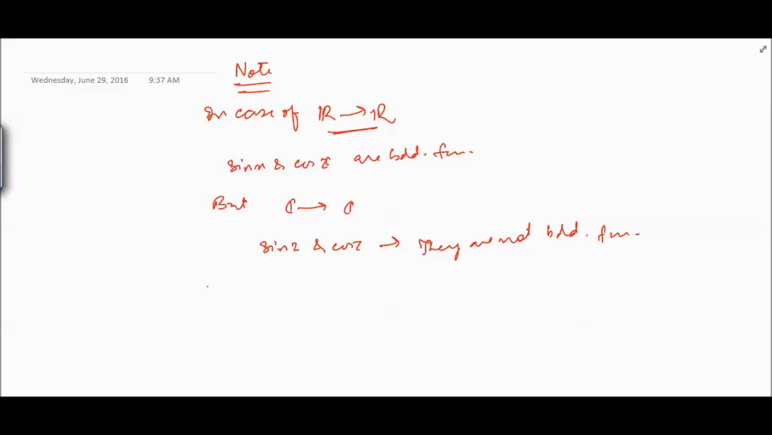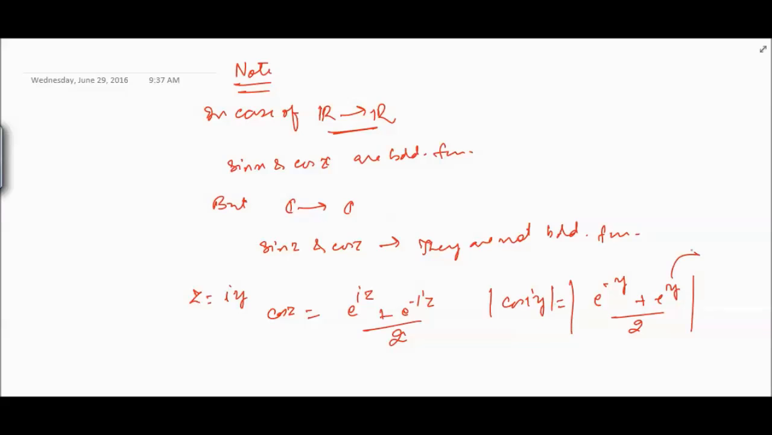You can actually see, for example, if my z is equal to iota y, that is a purely imaginary number, what is cos z? Cos z is equal to (e^(iota z) plus e^(minus iota z)) upon 2, right? So cos of iota y will be (e^(minus y) plus e^y) upon 2. Its modulus, you can see that it can take any value. Both terms are always positive, so you have a sum of two positive numbers, and this number can grow as large as it wants, right? So this is an unbounded function.